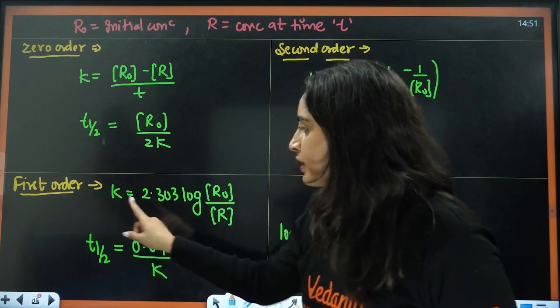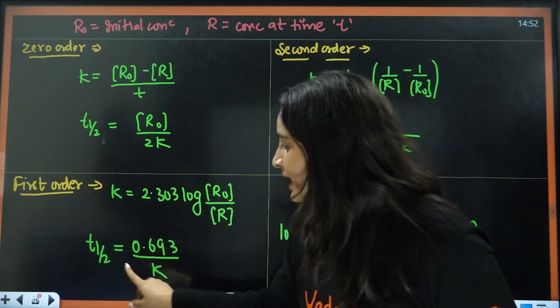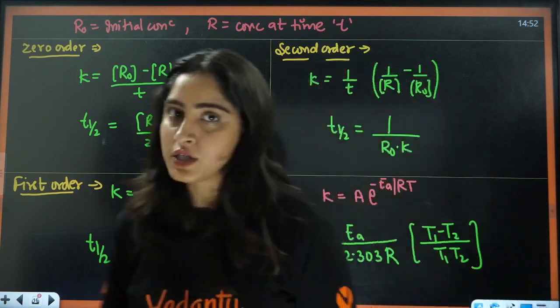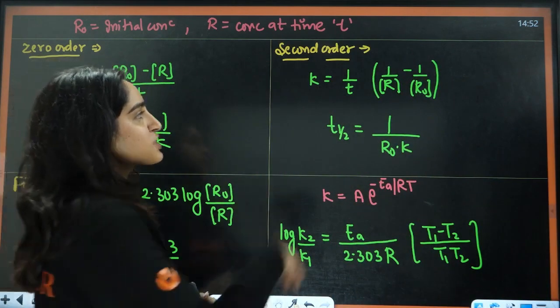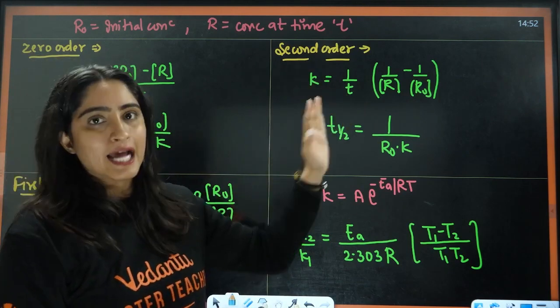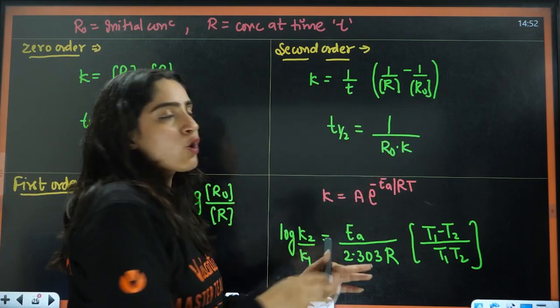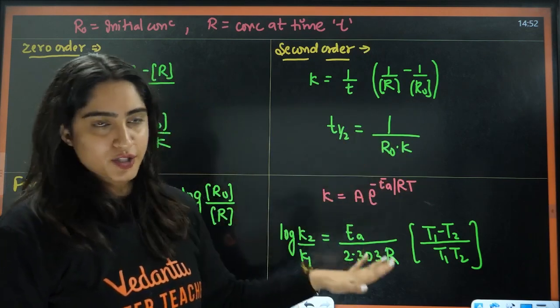Okay, so for first order reaction, k is equals to 2.303 log R naught by R, then T half is equals to 0.693 divided by k. It does not depend on the concentration, right? It only depends on the rate constant. Next we have second order reaction. So this is the relation between rate constant, time and the concentration. For half-life, we have 1 divided by initial concentration into k. So this is inversely proportional to the initial concentration, right?